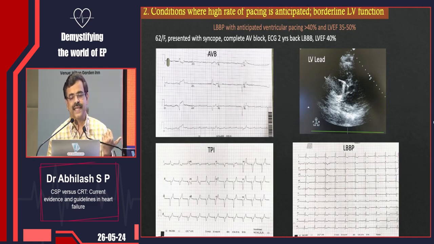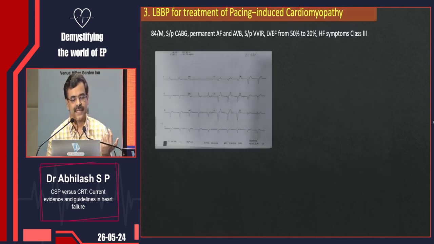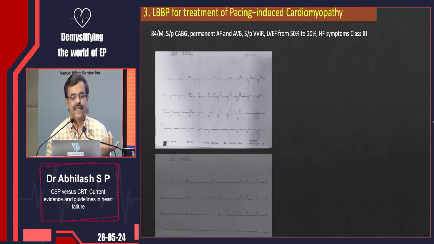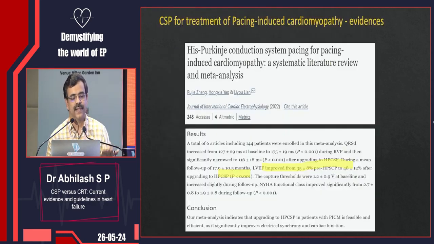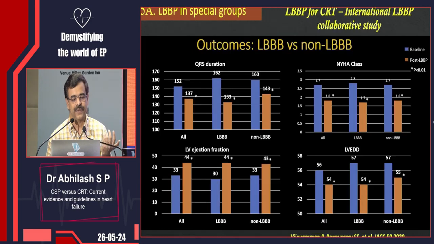Conditions where high rate of pacing is anticipated with borderline LV dysfunction, which is not a usual CRT indication. It's a borderline LV, but when you have a similar technology device, why not go for it? So we have data for that with 35 to 50% EF. Again, heart failure technically, but not the typical CRT indication where we have data. And then there are case reports or even data come about pacing-induced cardiomyopathy where you can try left bundle pacing. LBB pacing with AV junction ablation, that is again not rocket science to understand the utility.